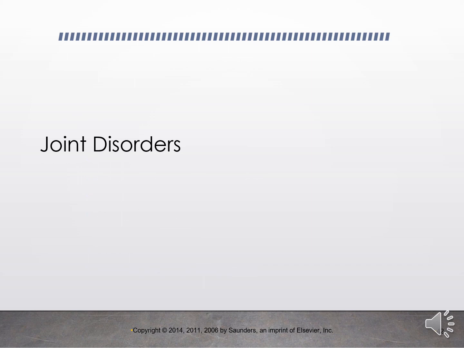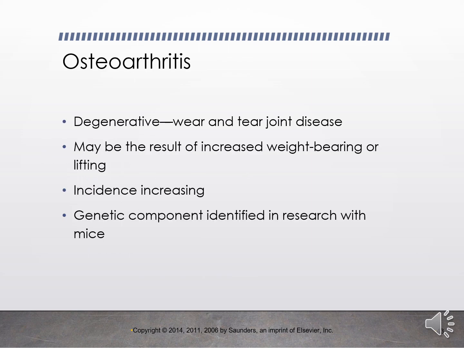And then on to joint disorders. So osteoarthritis is a degenerative joint disease. Degenerative means it's a wear and tear joint disease. It could be the result of increased weight bearing or lifting. The incidence is increasing. There is potentially a genetic component that goes along with it.